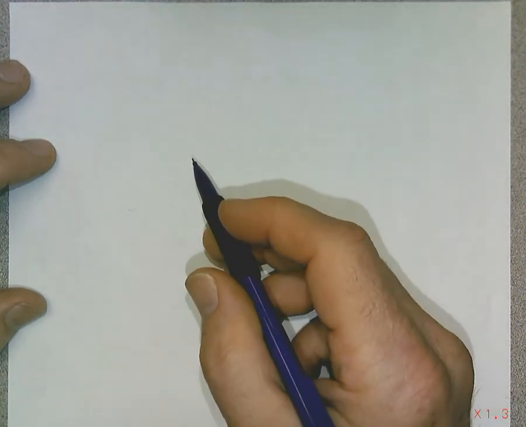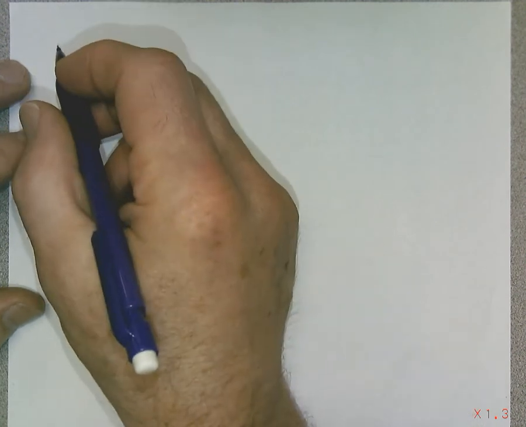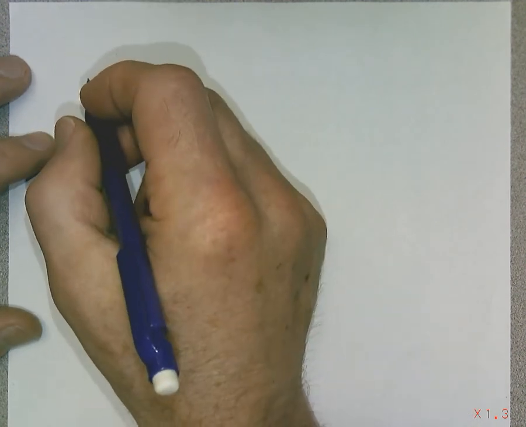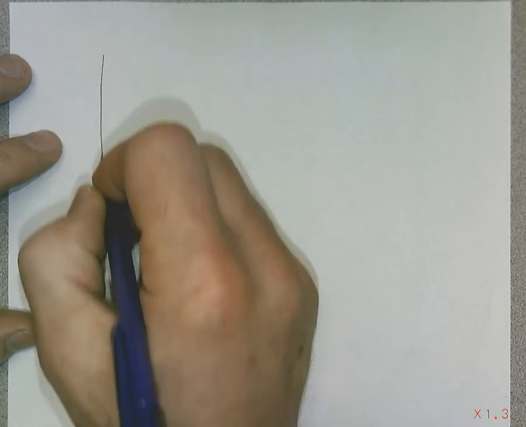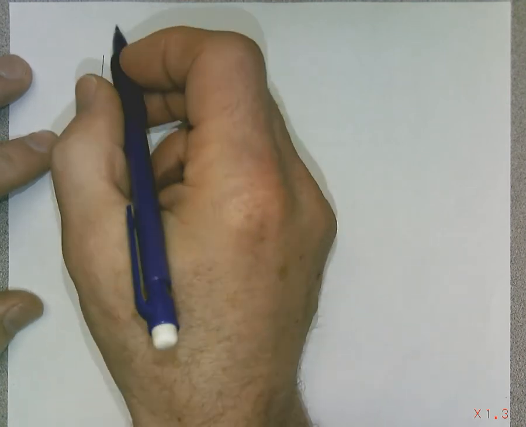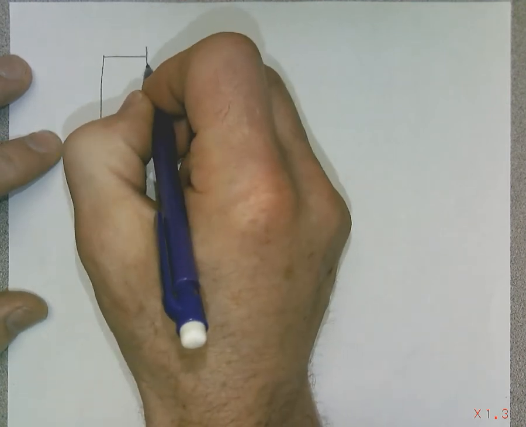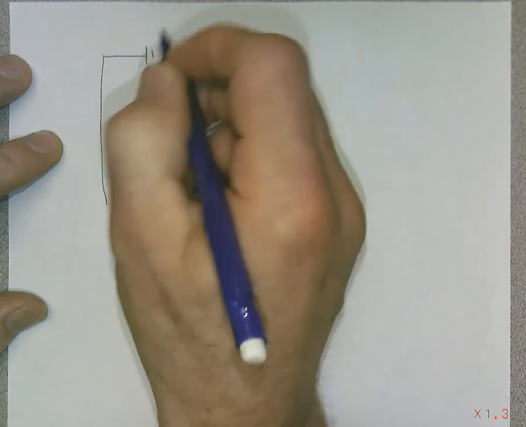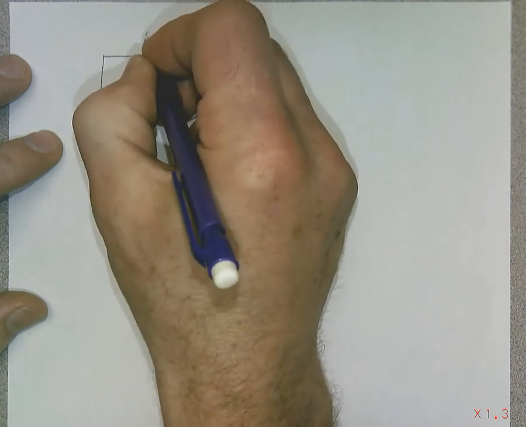Kirchhoff problems can be a little cumbersome and easy to make little mistakes on. Let's do WebAssign Kirchhoff number 1. So, what does it consist of? It consists of a circuit that has a battery of 5 volts here.